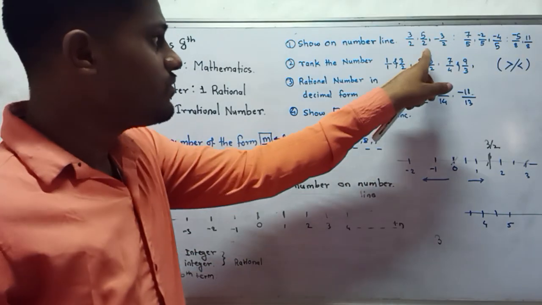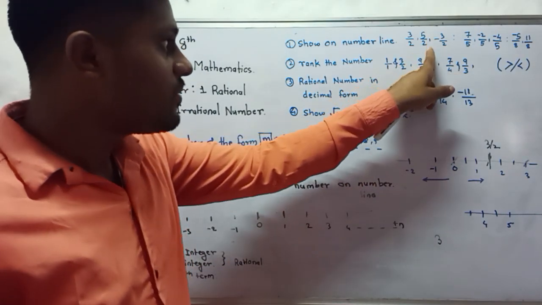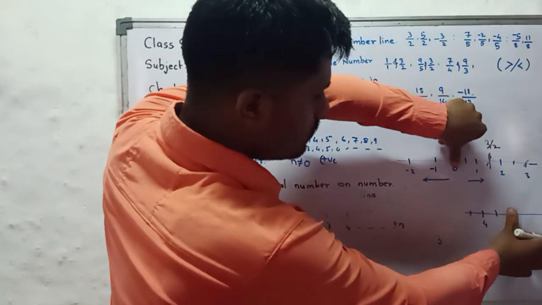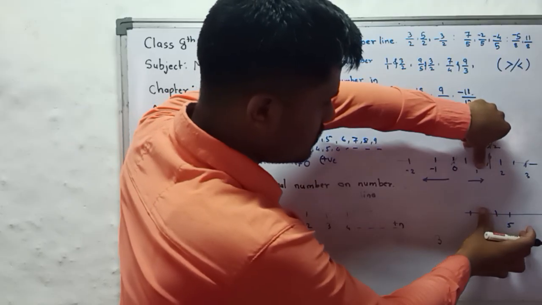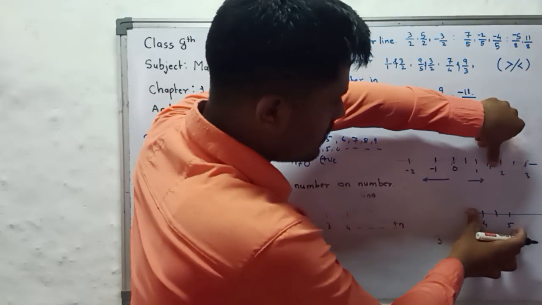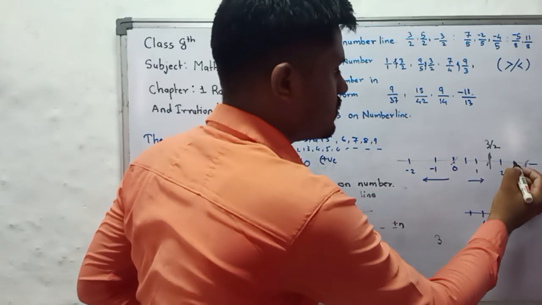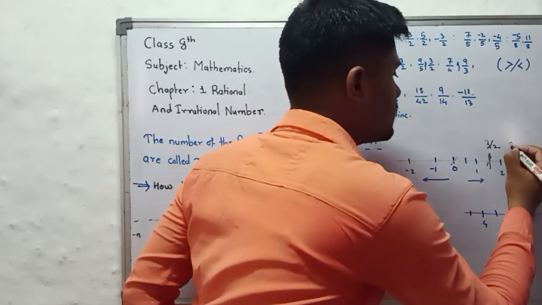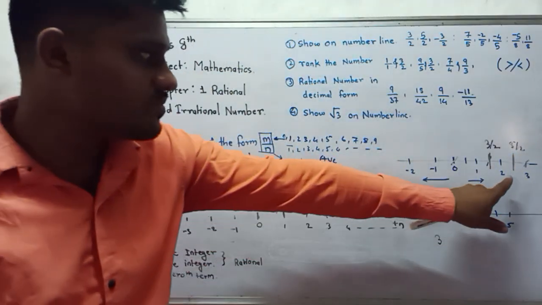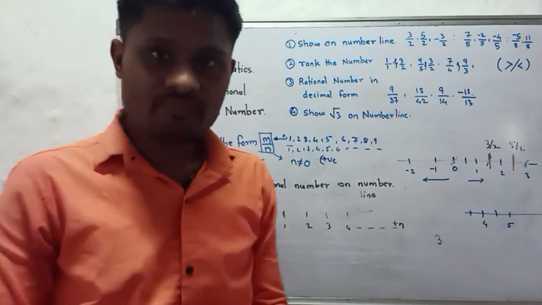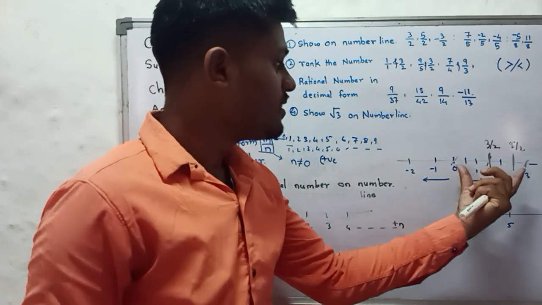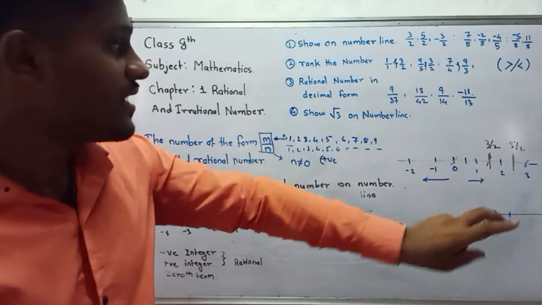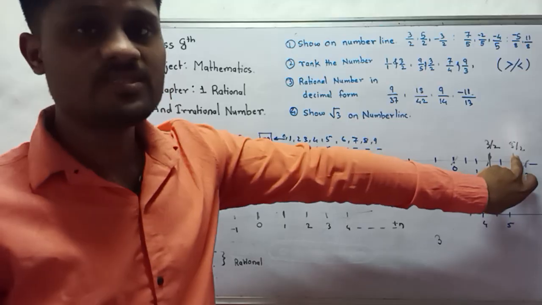Same thing if I have to do it with 5/2, then what will I do? I will do the same, cross from 0 to 5, then this term, then this term, then this term, and I will get this. So this particular point represents 5/2. If I cut 5 into 2 parts, I get this particular part and this particular part. So I can write 5/2 on the number line at this position.